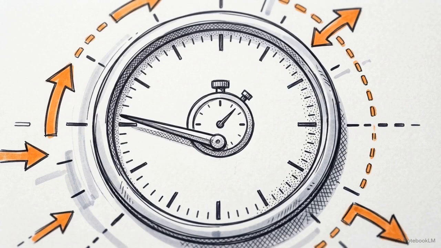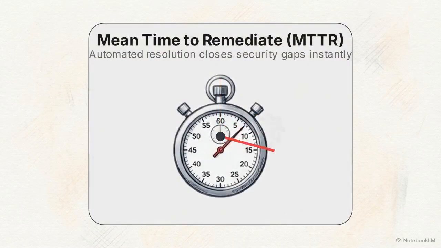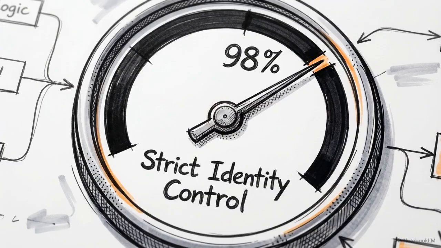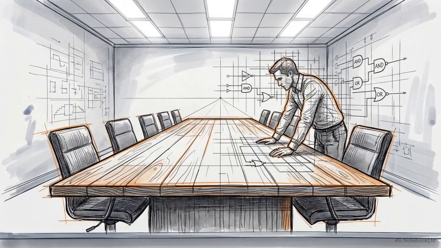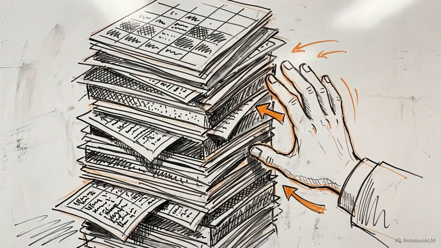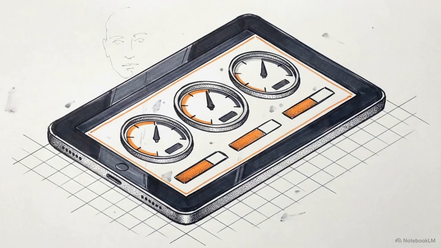First, mean time to remediate, showing exactly how fast your auto-healing scripts resolve errors. Second, the percentage of IAM policies strictly enforcing least privilege. And third, the percentage of workloads covered by full encryption. When an auditor or a board member asks about your risk exposure, you don't hand them a stack of JSON files. You show them this dashboard. It proves that your controls are active, measurable, and effective.